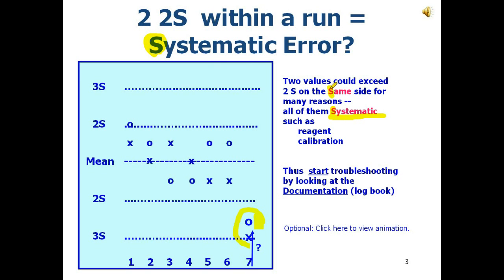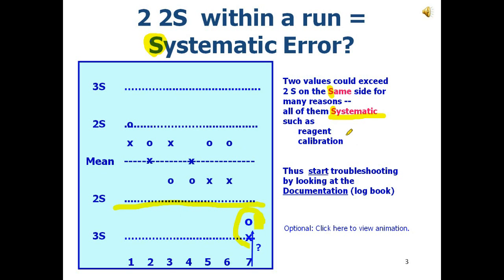When you look at the Levey-Jennings chart, you see where the two points are. They're on the same side. In other words, a 2.2S rule means there's a systematic error. And like the slide says, it could be reagent, it could be calibration, it could be the instrument. We don't know yet, but we know it's a systematic error.